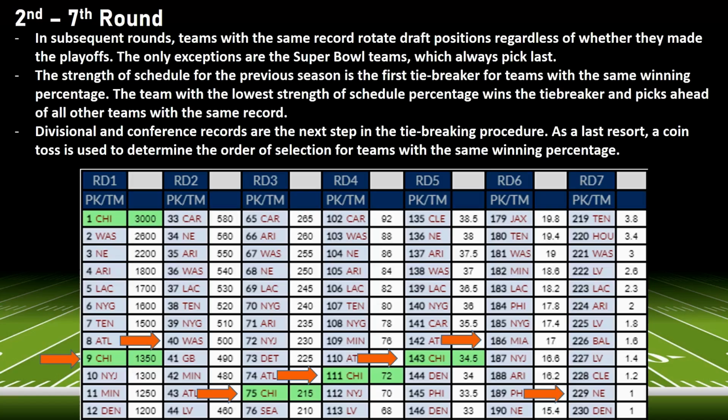The same with the Bears. So the Bears have the 2nd behind Atlanta. Atlanta had a better strength of schedule, so they picked ahead of us. So we got the 9th pick. In the second round, we would have gotten the 8th pick of that round. We rotated up one spot, and Atlanta rotated to the back of that group of 4 teams down to 43.